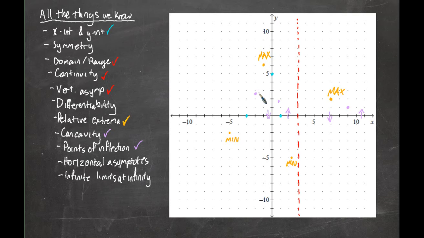And we know that it changes concavity, say, here. Okay, and from here to there, it's concave up. And look at all the information we have about this thing. And here we know it's concave down.